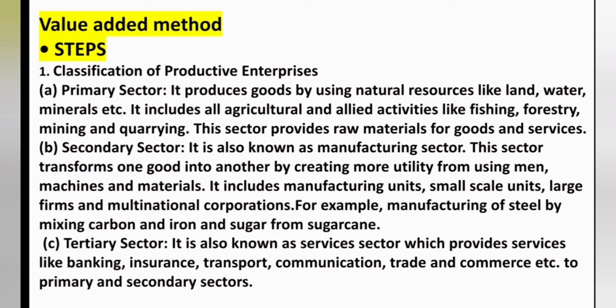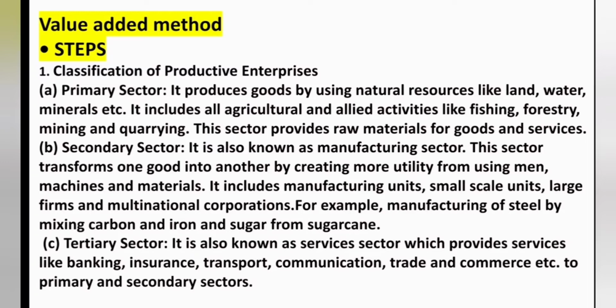What are the steps involved in the measurement of national income by value added method? Classification of productive enterprises into primary sector, secondary sector and tertiary sector. Primary sector and secondary sector produces goods and tertiary sector produces services. Primary sector produces goods by using natural resources like land, water, minerals, etc. It includes all the agricultural and allied activities like fishing, forestry, mining and quarrying. This sector provides raw materials to secondary and tertiary sector for producing goods and services.